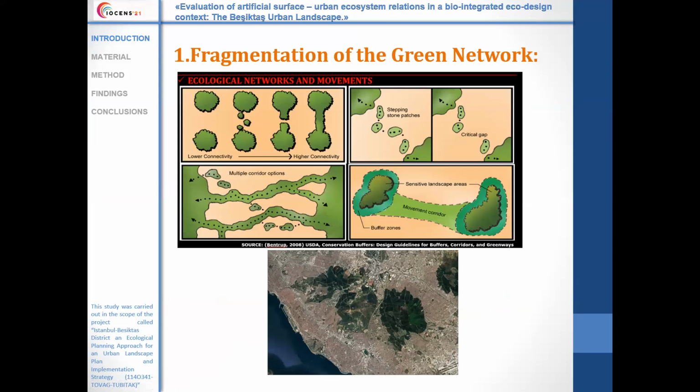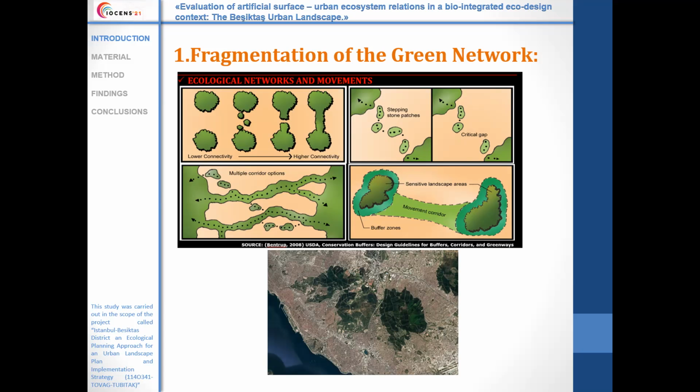There are major factors affected by artificial surfaces within the scope of the urban ecosystem. First of them is the fragmentation of the green network. In the urban ecosystem, the green network loses its integrity by being interrupted by the artificial surfaces. With the effect of urbanization pressure, the relations within the green system become more sensitive. For this reason, especially in cases where artificial surfaces put pressure on green areas, the interrupted functions and cycles in the urban ecosystem should be carefully examined.